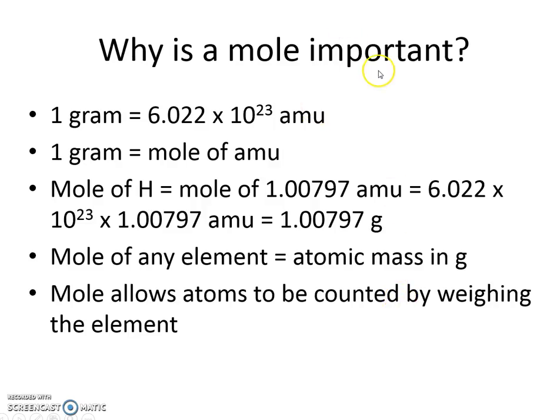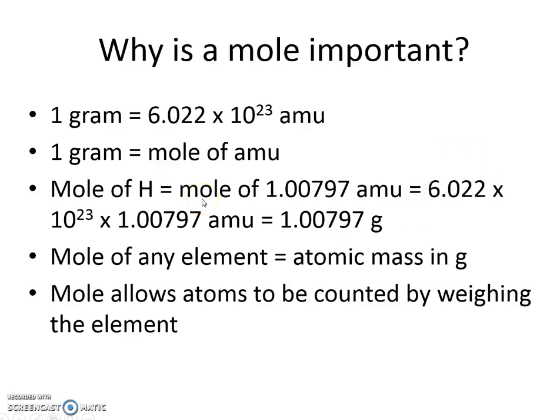So why is this mole important? The reason is that we have defined 1 gram as being 6.022 times 10 to the 23 AMUs. Remember, we weigh atoms in AMUs. 1 gram is equal to a mole of AMUs because that's what this number means. If we have a mole of hydrogens, we've got a mole of 1.00797 AMU. I'm getting this number, that's the atomic mass of hydrogen, from the periodic table.